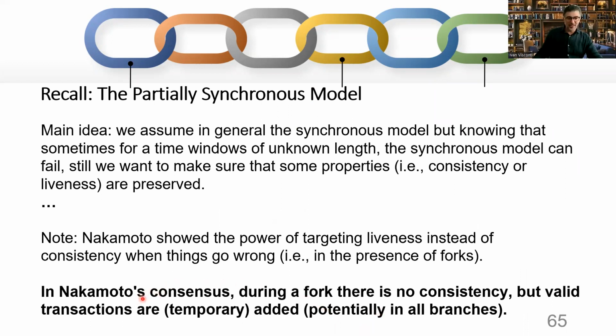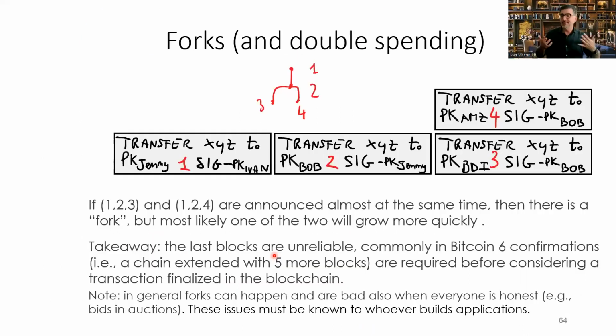Okay, this is a comment coming from the previous slide. You recall Nakamoto showed the power of targeting liveness instead of consistency when things go wrong. For instance, it's very easy to have forks if there is a network attack, right? If there is a network attack and there is only Europe mining and then US mining, but there is no communication between Europe and US, you will have a fork, clearly, because Europe will go ahead with some blocks, and the US will go ahead with other blocks.